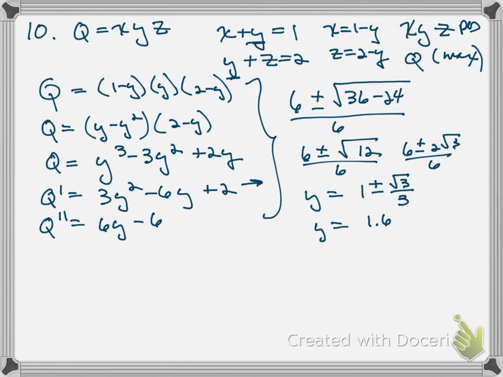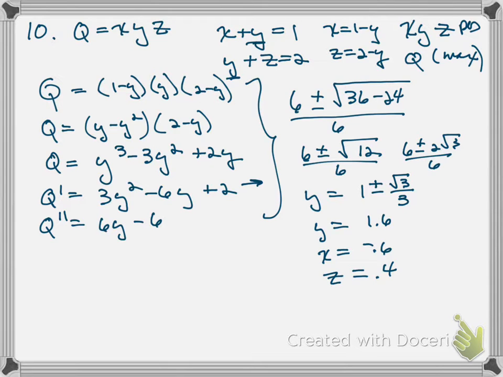So if y is 1.6, then x is 1 minus 1.6, which is negative 0.6, and z ends up being 0.4. Now this should immediately raise a red flag, because they told me they wanted x, y, and z to be all positive. So that's not going to work, is it? Because my x is negative. So let's try 1 minus root 3 over 3.